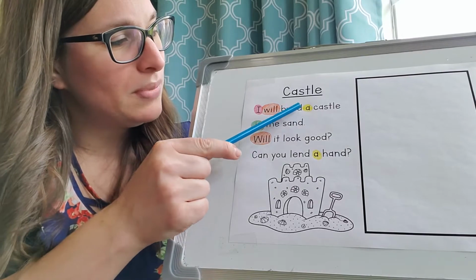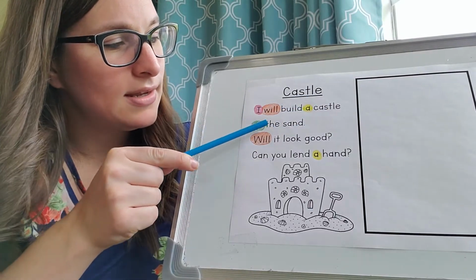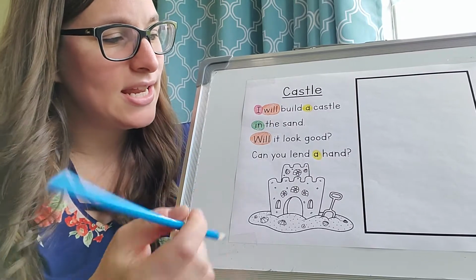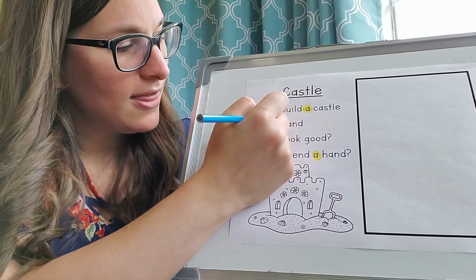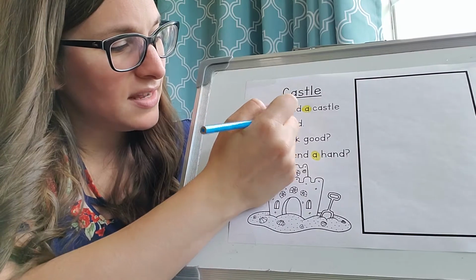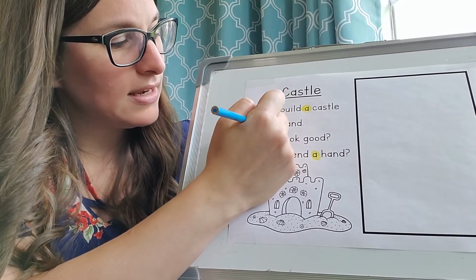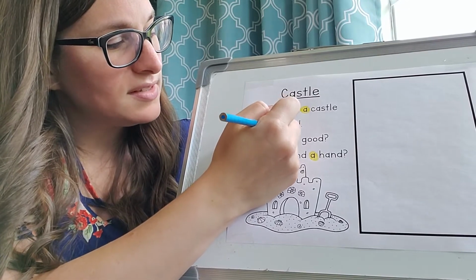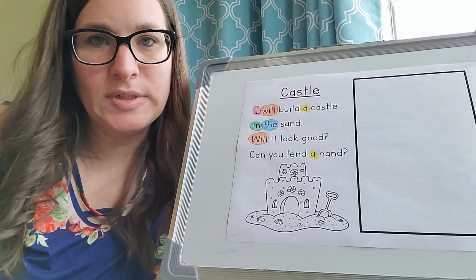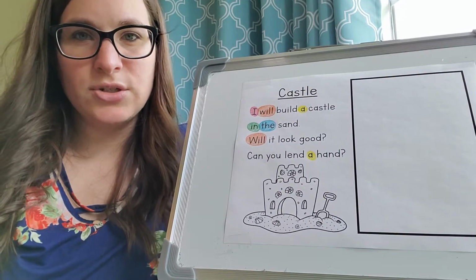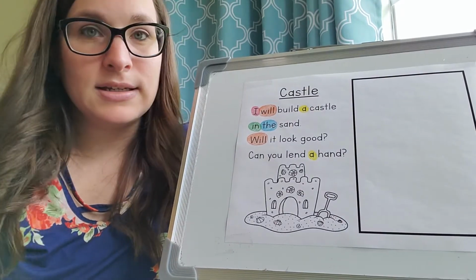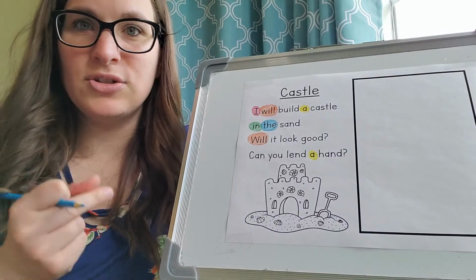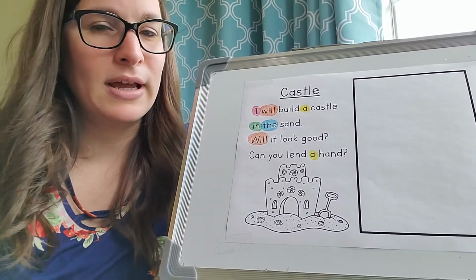Okay, I will build a castle in the, T-H-E, the. The is a sight word. I'm sure this is getting so easy for you guys because we do this often. I like to keep a routine so that you guys know what to expect, and it helps with learning. So you guys do this every week, you're going to get better and better at it.